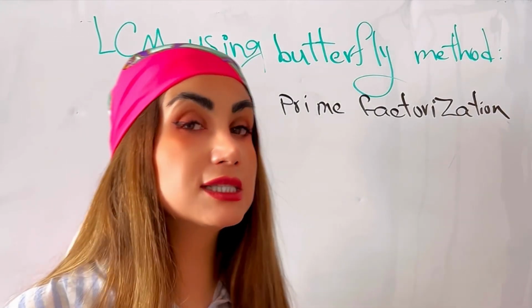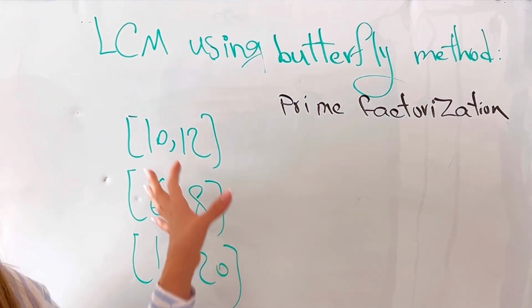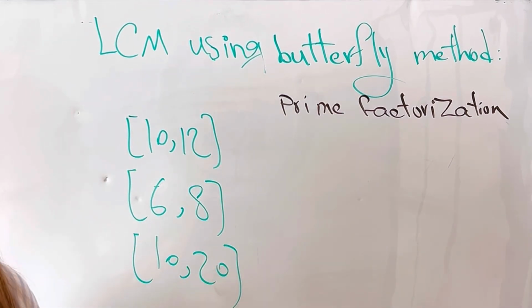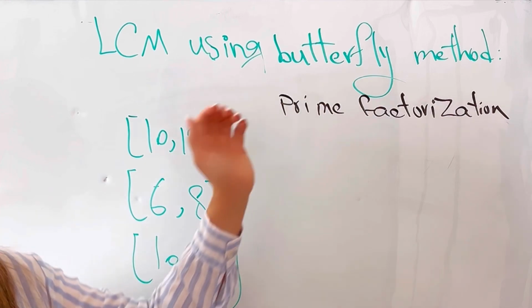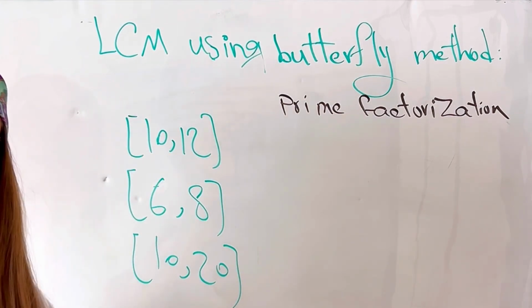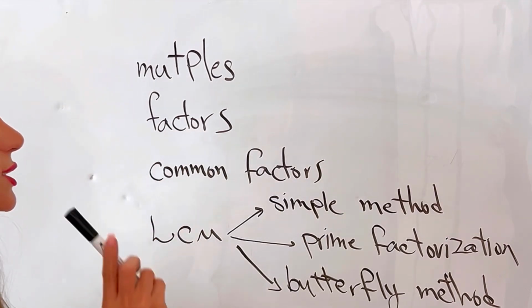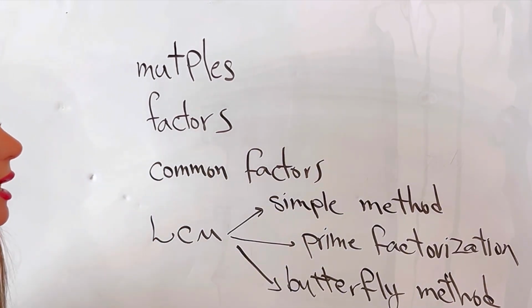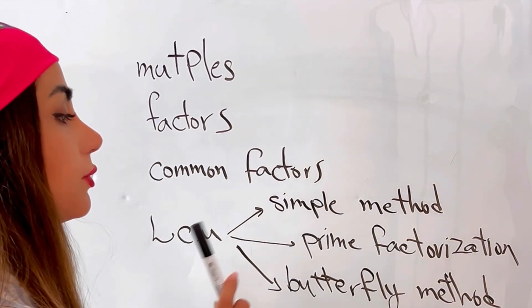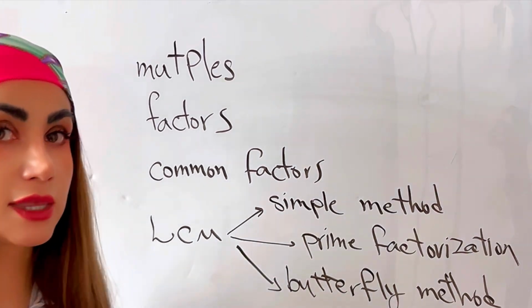So feel free to pause the video and try these LCM numbers. You can use the butterfly method or prime factorization. It's not important. Now you know how to find multiples, factors, common factors, and the LCM using a simple method, prime factorization, and the butterfly method.